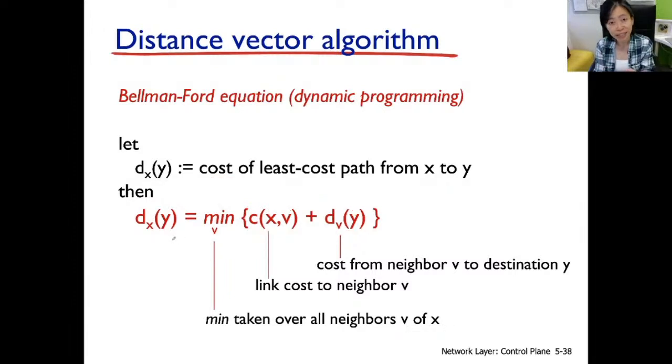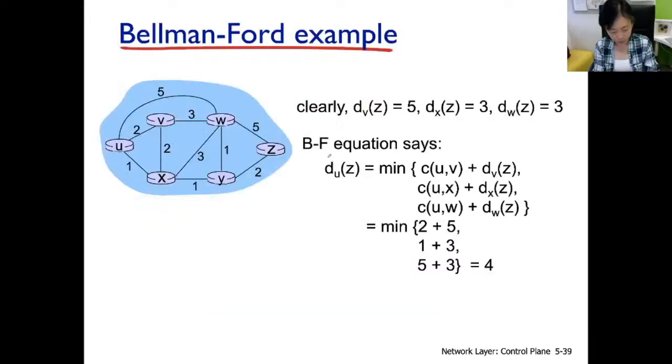So by doing this calculation, we discover the shortest path. We discover the minimum cost. And this equation is better known as the Bellman-Ford equation, because this algorithm implemented in distance vector routing was devised by these two great guys. Let's try to exercise the Bellman-Ford equation using an example.